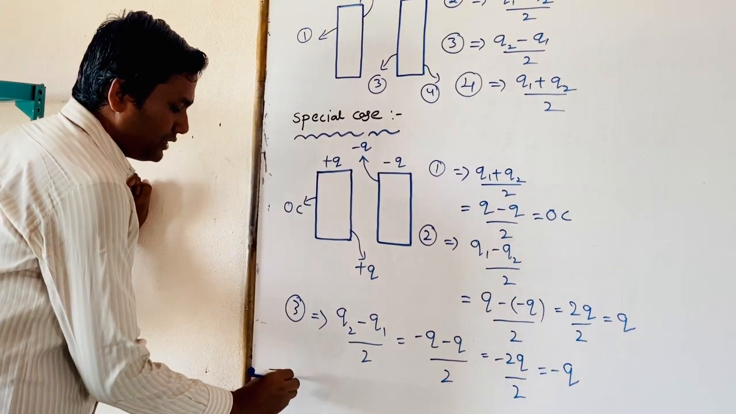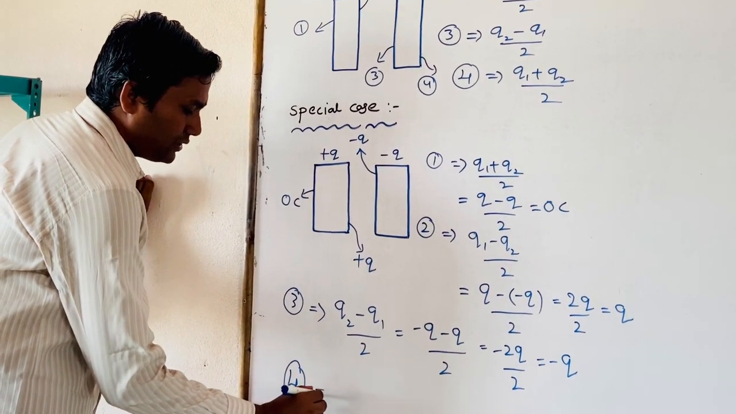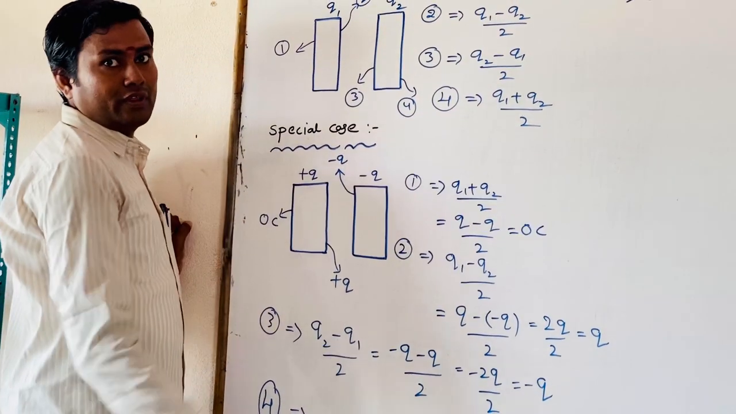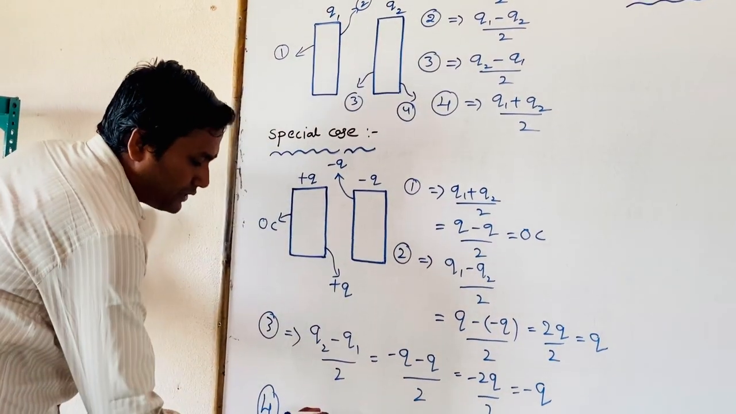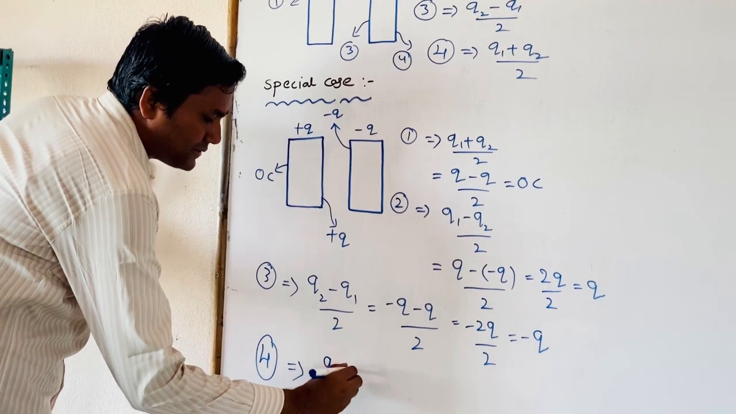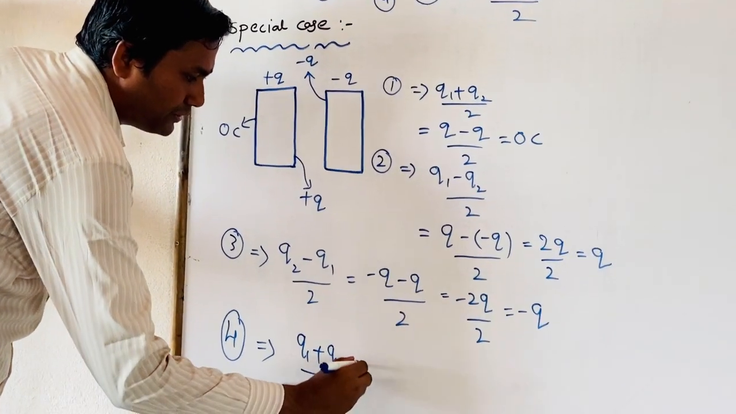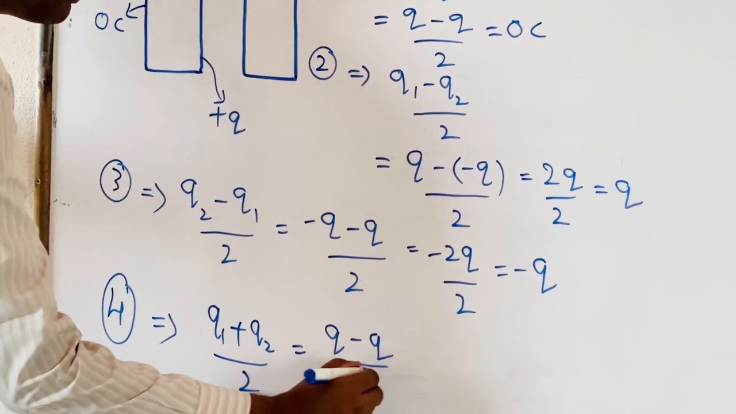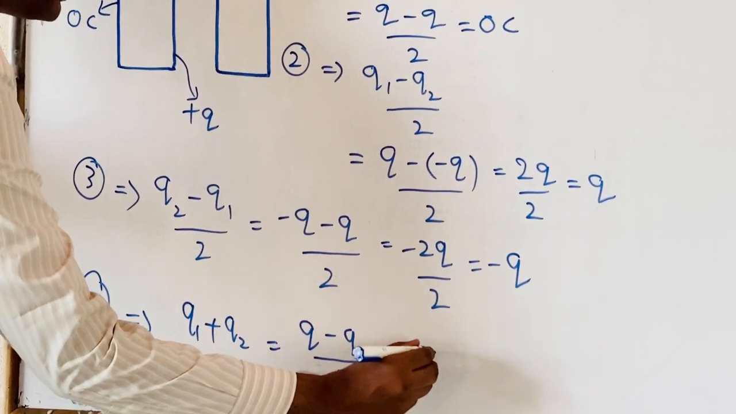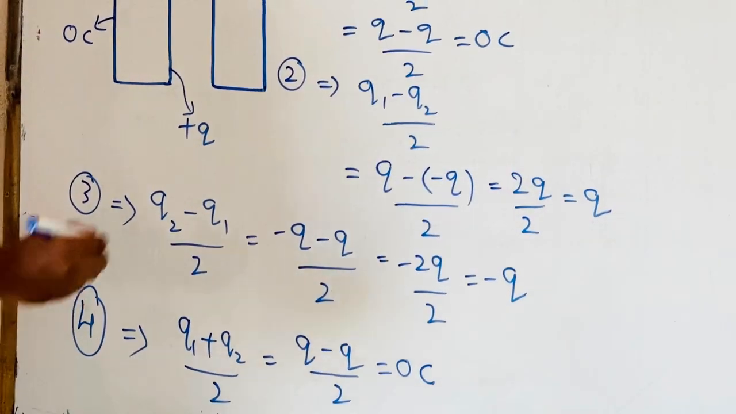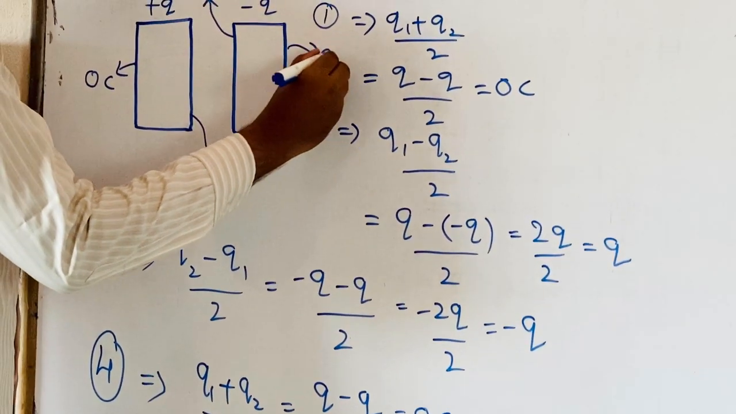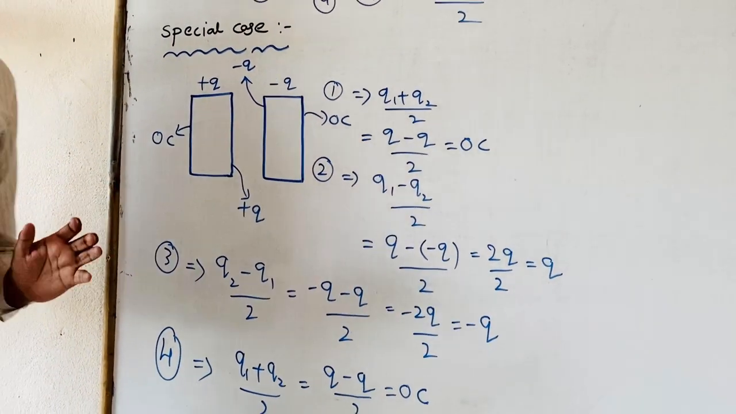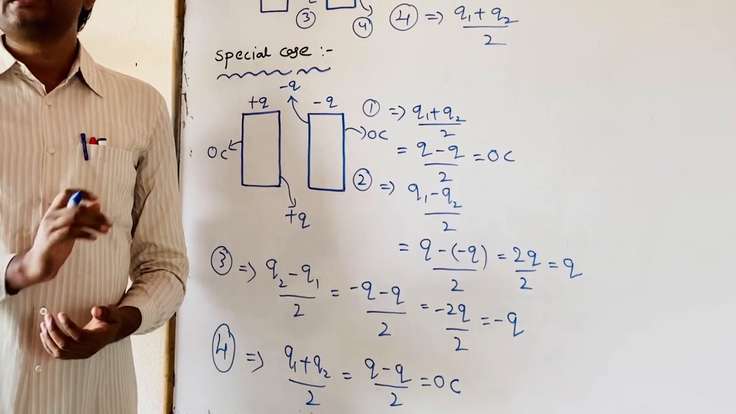Now similarly, let us try to calculate the charge on fourth surface. Charge on the fourth surface we can calculate with the help of this expression, that is q1 plus q2 by 2, nothing but q minus q by 2 is equal to 0 coulomb. Nothing but here also, what is the charge we are seeing? 0 coulomb.